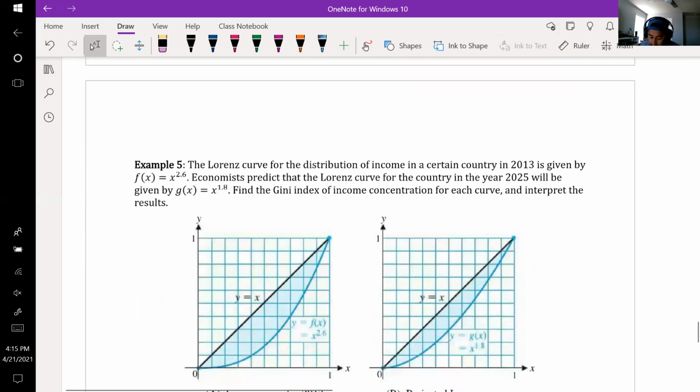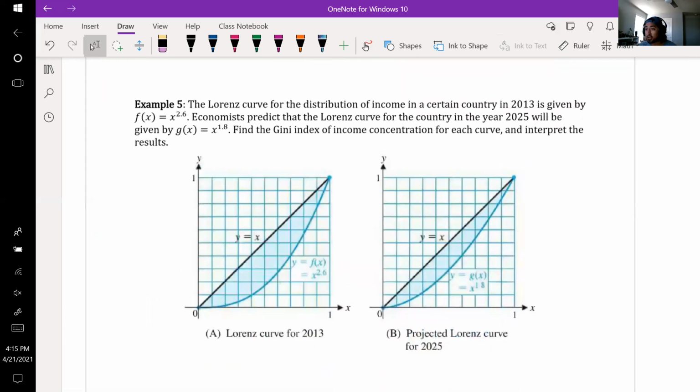All right. Number 5. The Lorenz curve for the distribution of income in a certain country in 2013 is given by f of x equals x to the 2.6. Economists predict that the Lorenz curve for the country in the year 2025 will be given by g of x equals x to the 1.8. Find the Gini index of income concentration for each curve and interpret the results. All right. So let's see how income was in 2013, and then let's see how income might be in 2025.